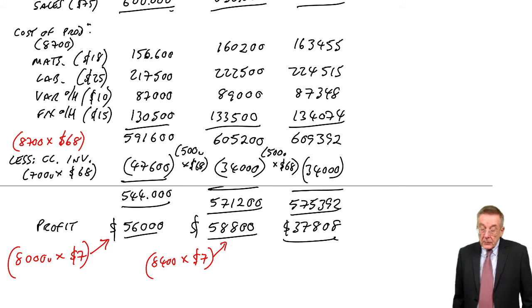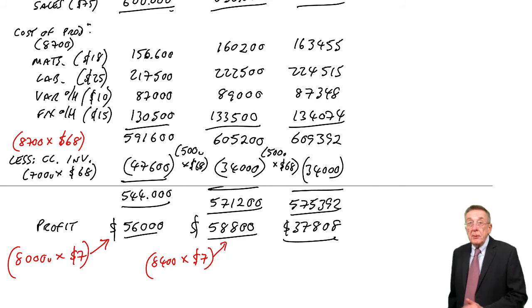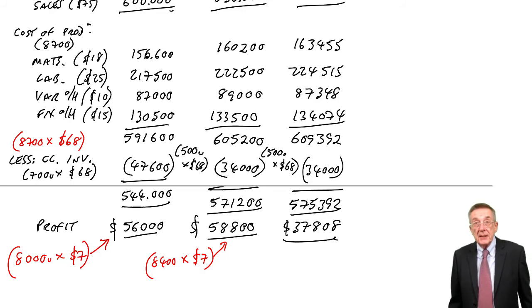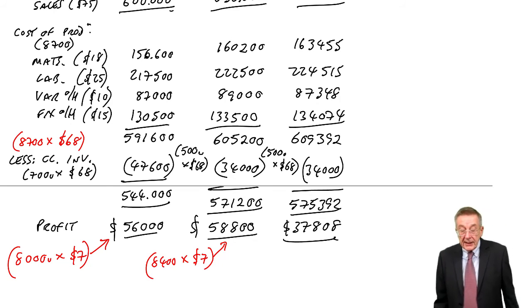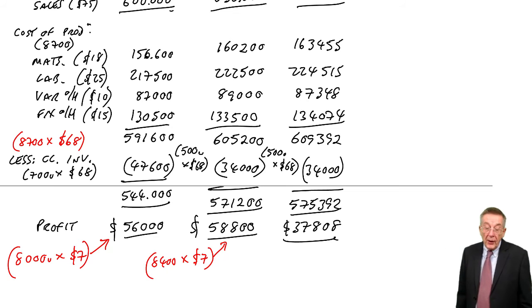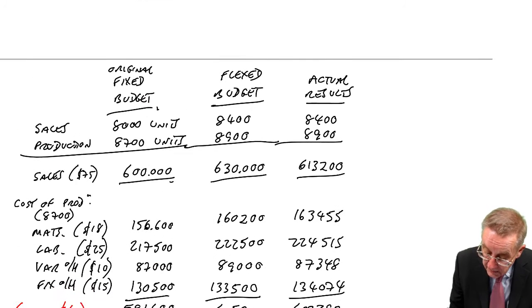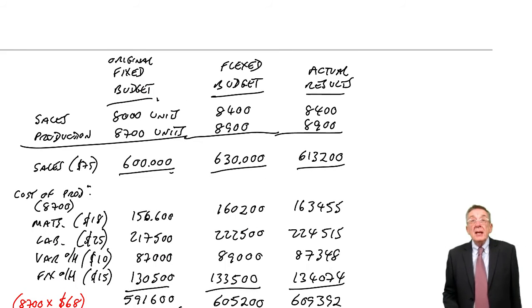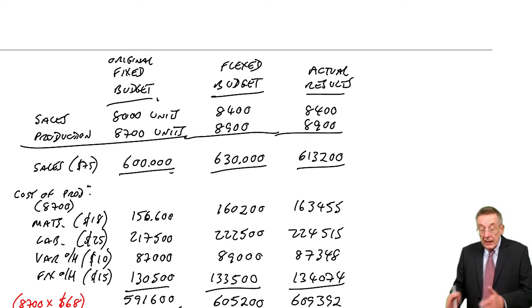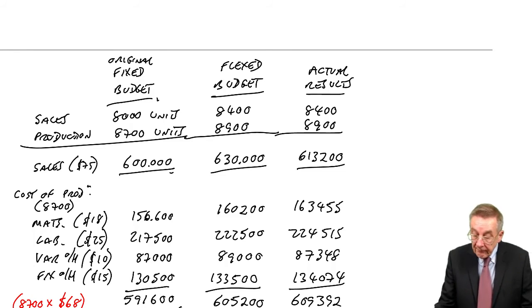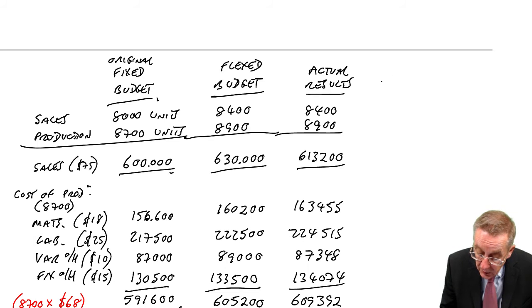Finally, though, remember, management want to know why the profit wasn't 56,000. We flexed the budget, so because we sold more, they're expecting we make 58,800. But now we can compare line by line. Did we pay the right costs or whatever? We look at the differences, or the variances.